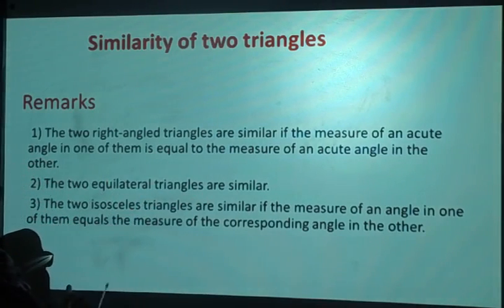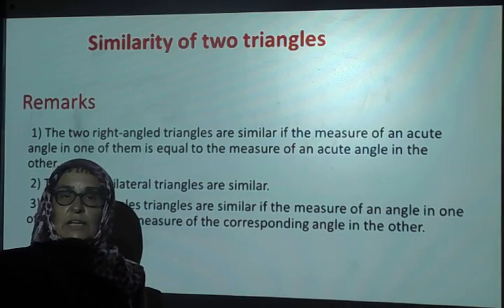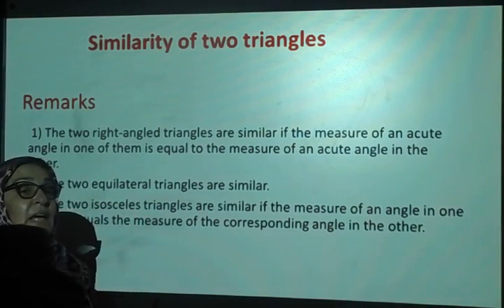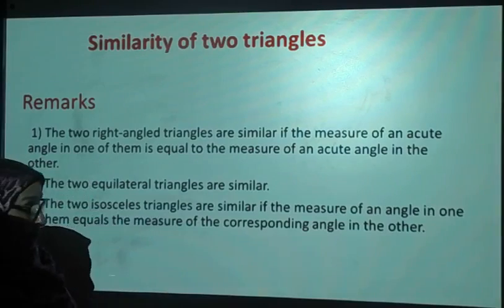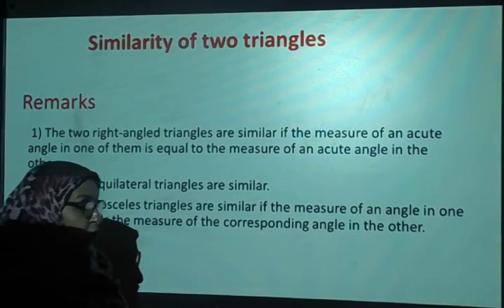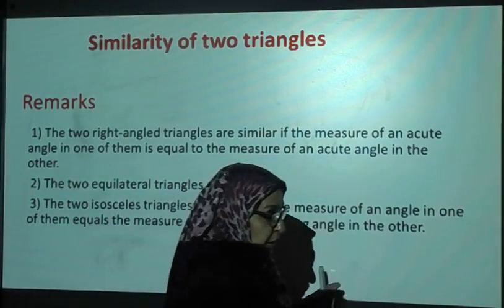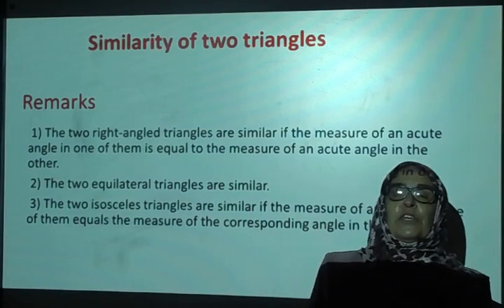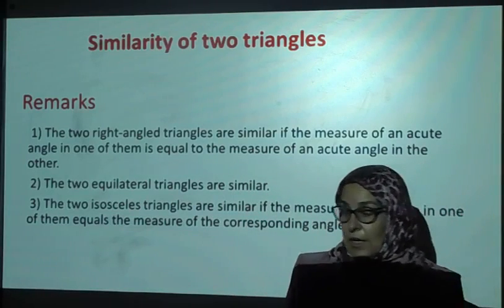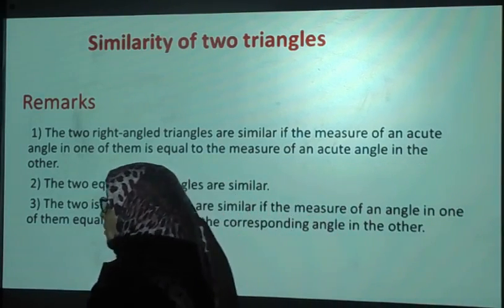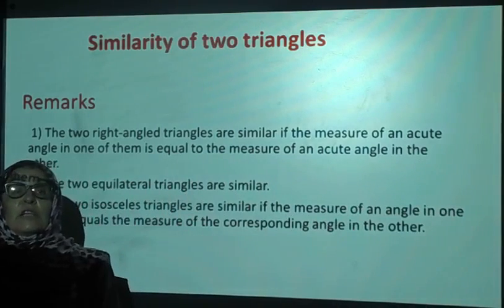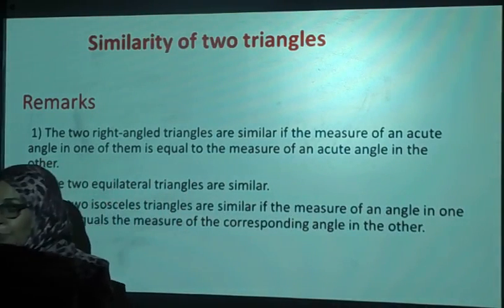And another point: if you have two isosceles triangles and one of the angles in one triangle is equal in measure to the corresponding angle in the other triangle, then these two triangles are similar. So these are very important notes. They will help you in solving the problems.